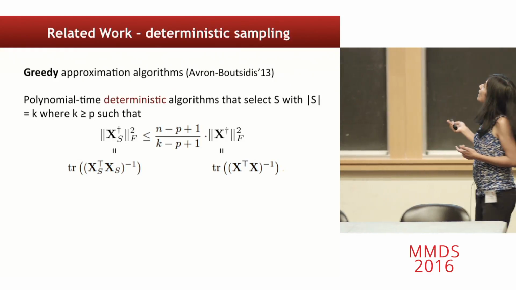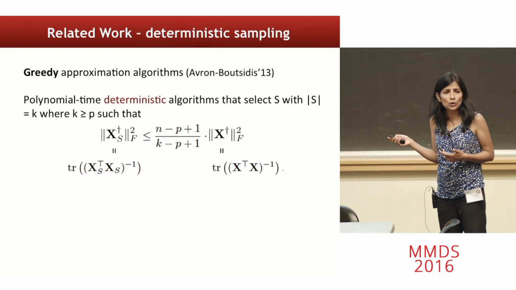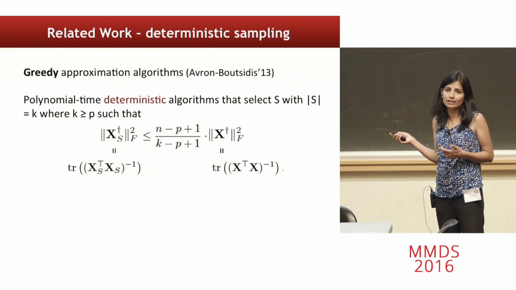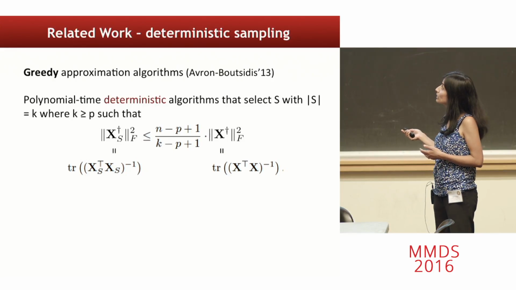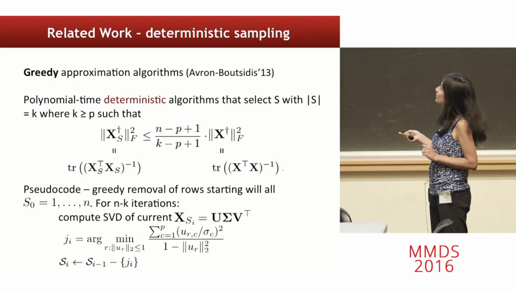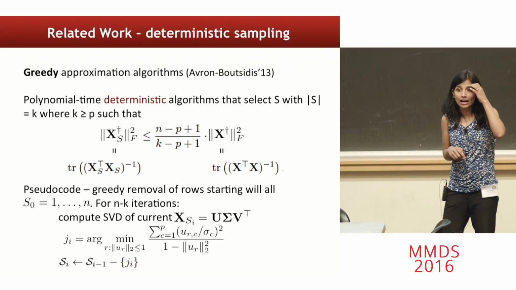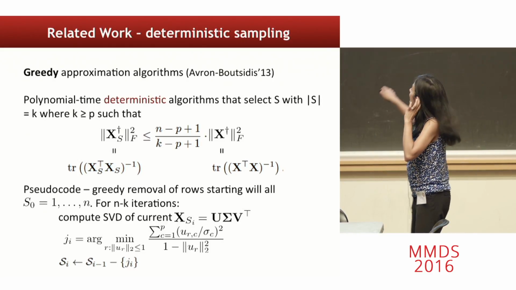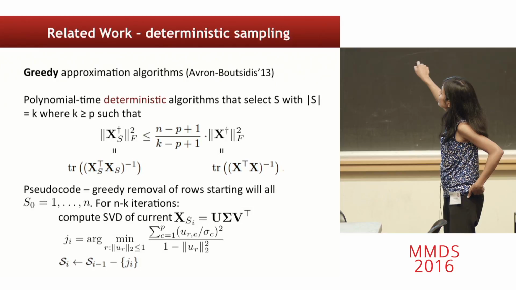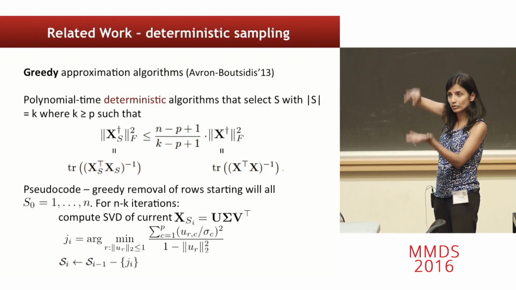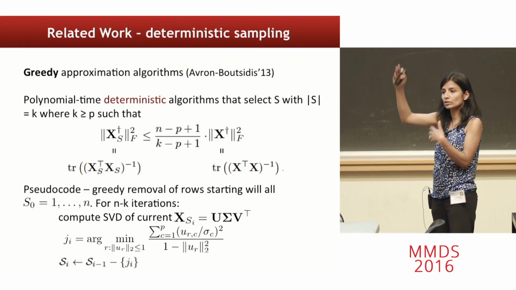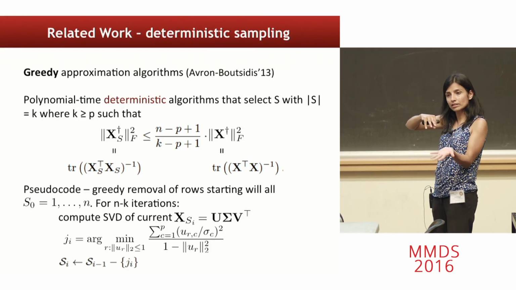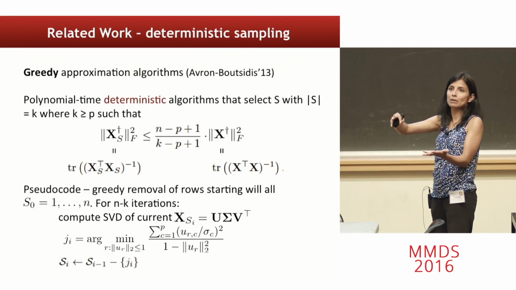Okay? And I won't go into the details of their algorithm, but because I'll compare against it in the simulations that I show later on and the real experiments, let me quickly mention the flavor of the algorithm. These are greedy algorithms, and they propose a bunch of them. Here is one of them, where basically they start with all the rows in your matrix, and then they greedily remove one row at a time. So they do this n minus k times. At the end, they are just left with k rows, and that's their subsample.